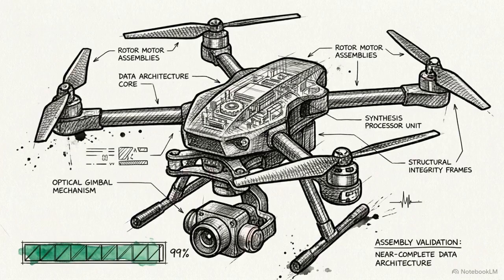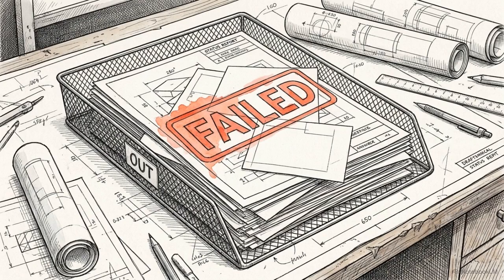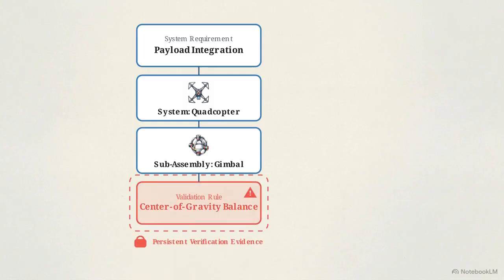The ultimate value of this data architecture appears during assembly validation. An AI output might clear 10 out of 12 basic digital intersection checks, while a critical physics check, like the center of gravity balance, fails outright. In a traditional environment, a failed physics rule often disappears into a static status report. Genesis captures that failed rule and automatically converts it into persistent verification evidence within the model.